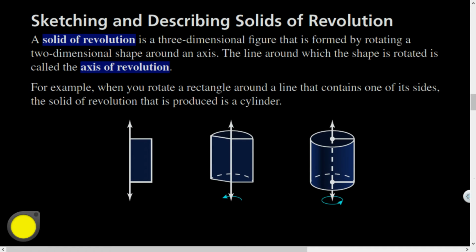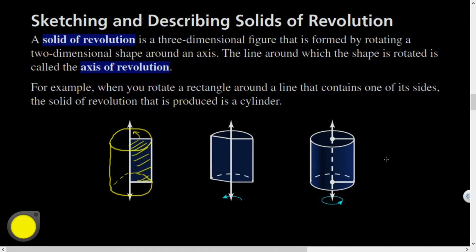So, sketching a solid of revolution. A solid of revolution is a three-dimensional figure that is formed by rotating a two-dimensional shape around an axis. If you go as far as calculus or further, you will be able to find the area within a curve or a line region, do rotations of that, and find the volumes of solids that are rotated. It's actually something that in calculus you could figure out.